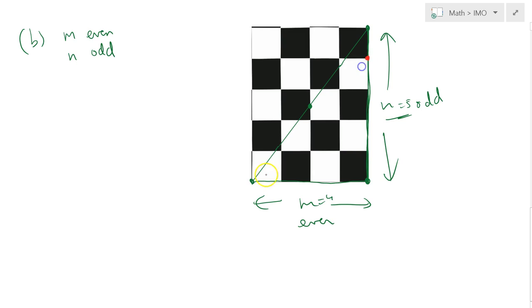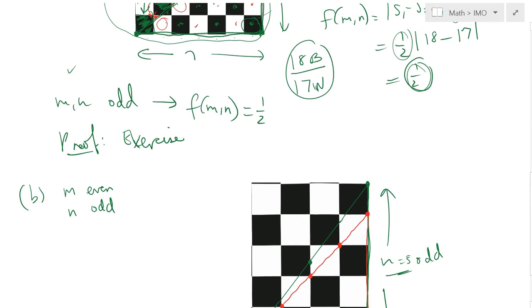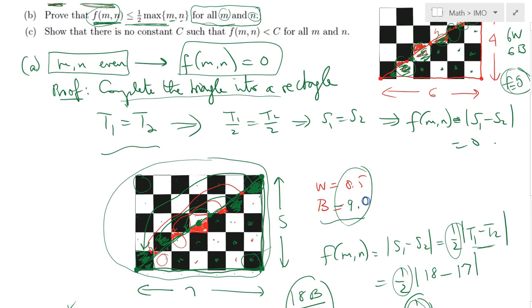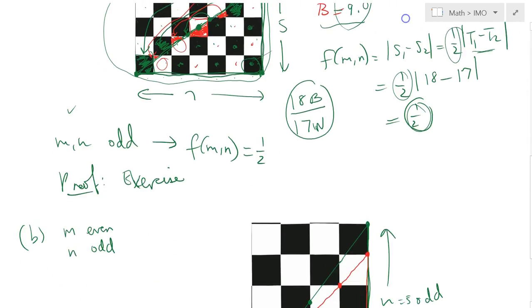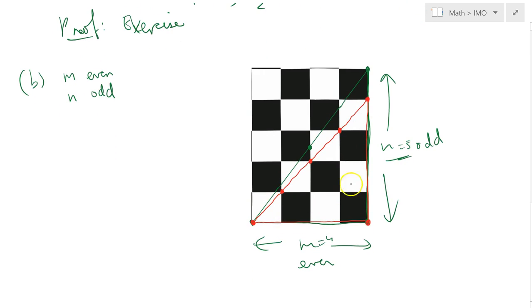So consider instead this red triangle with the following 3 vertices. This is a right triangle, and it is even by even dimensions. So when you look at this red triangle, because it's even by even dimensions, we have already obtained the case even by even, that the difference between the black and the white areas is 0. So therefore, inside this red triangle, the black-white difference is 0.